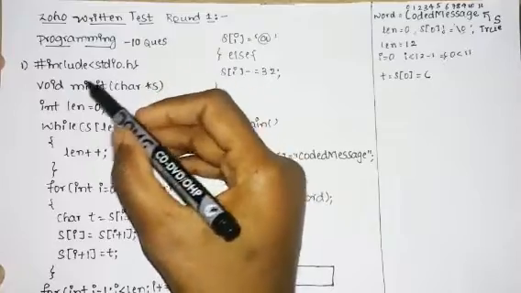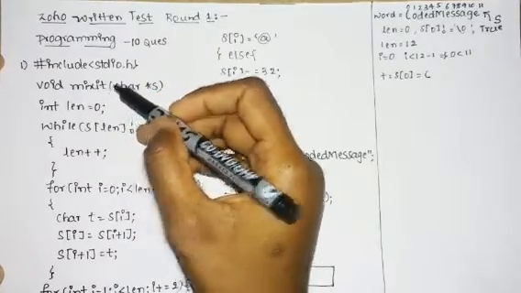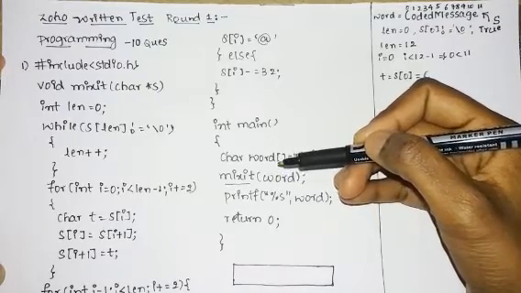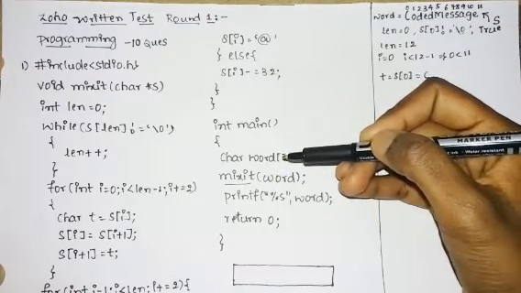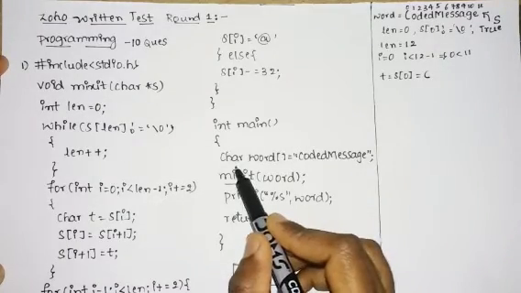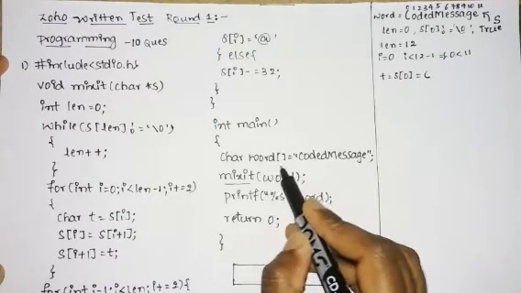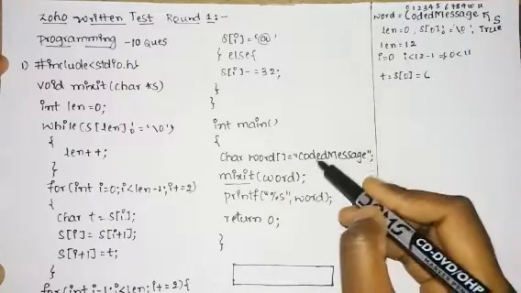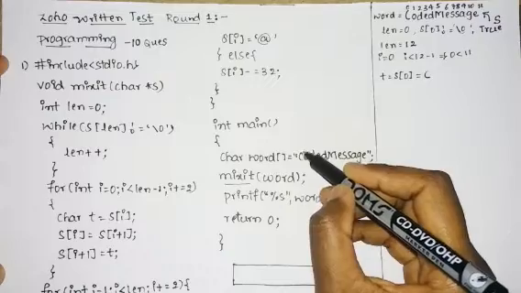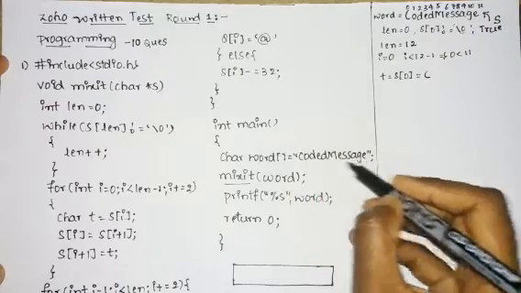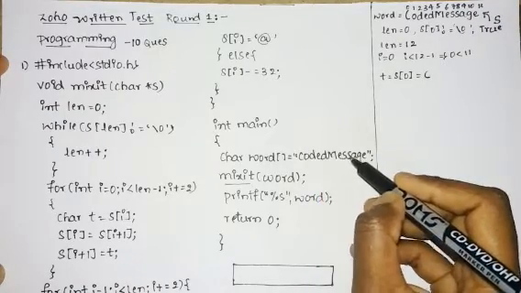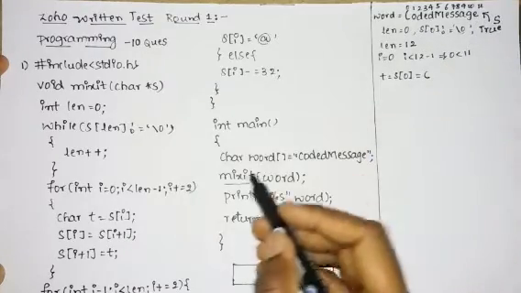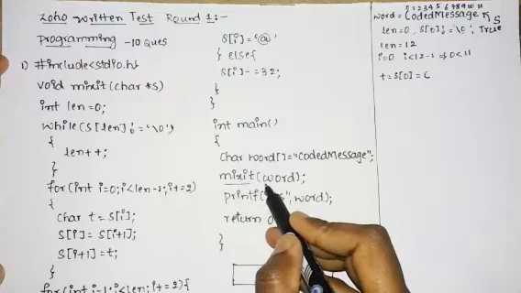The code includes a function called mixit followed by the main function. Whenever we are tracing a code, we need to begin with the main function. So first we begin with the main function, that is char word equal to coded message. Initially the word is given, which is coded message, in which C is capital, M is capital, and everything else is in small letters. Next it calls a function, that is mixit of word.